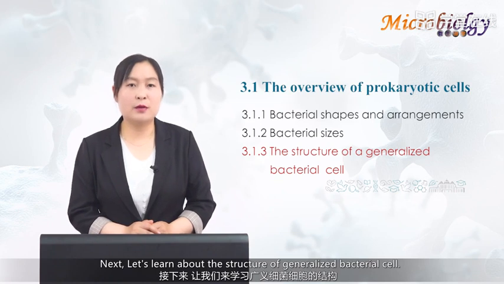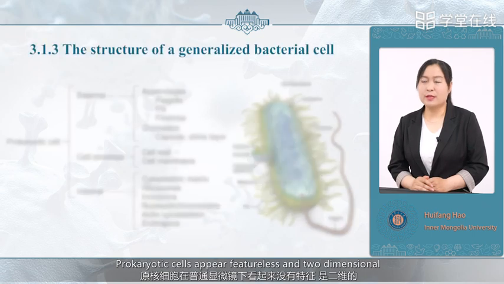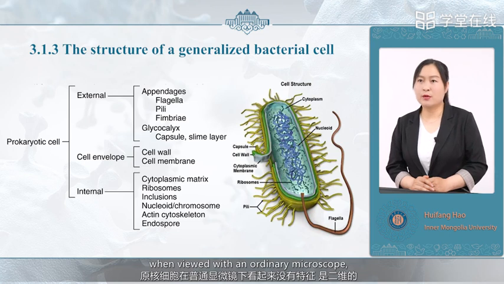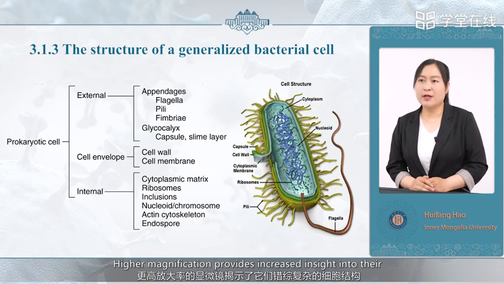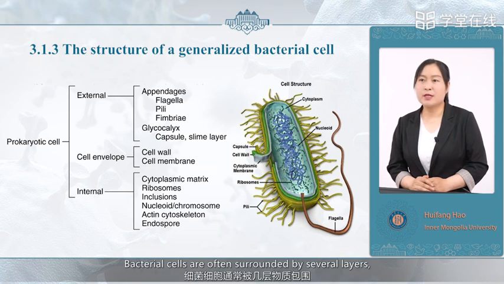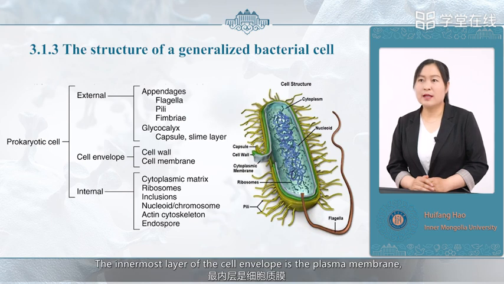Next, let's learn about the structure of a generalized bacterial cell. Prokaryotic cells appear featureless and two-dimensional when viewed with an ordinary microscope, but this is only because of their small size. Higher magnification provides increased insight into their intricate and often complex structure. Bacterial cells are often surrounded by several layers, which are collectively called the cell envelope. The innermost layer of the cell envelope is the plasma membrane, which surrounds the cytoplasm.